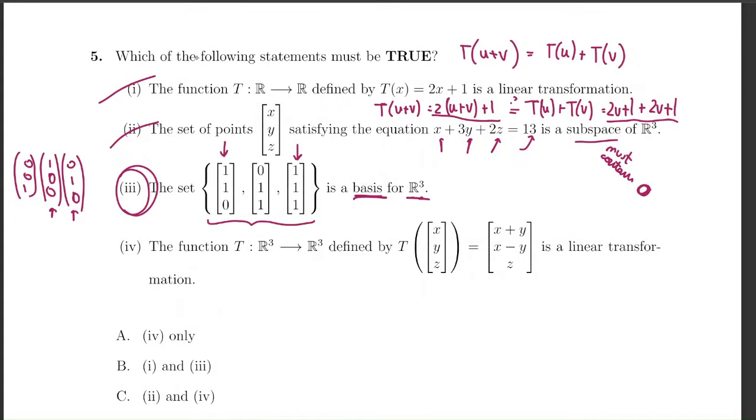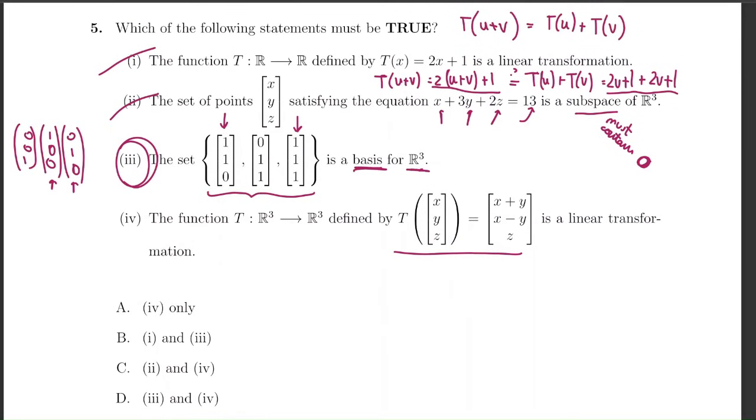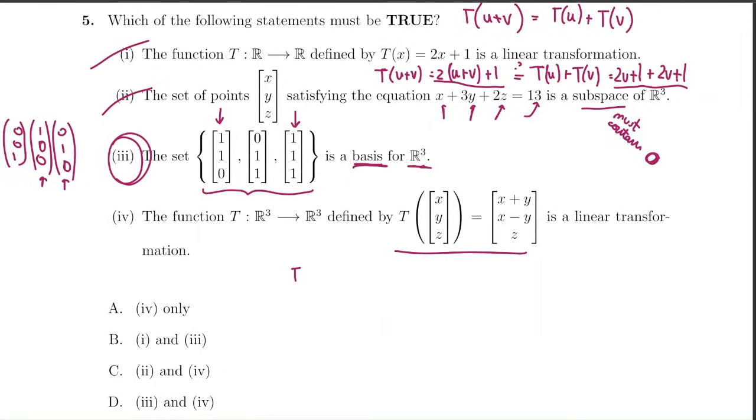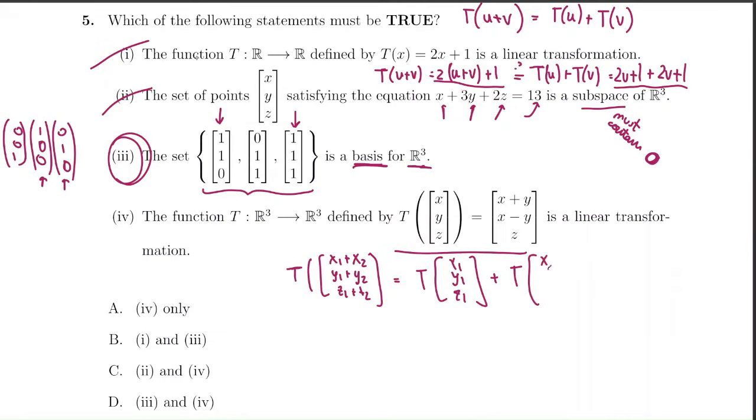The function R3 to R3 is defined by this transformation here, and this is a linear transformation. Just to confirm that, we need to confirm that the transformation of x1 plus x2, y1 plus y2, z1 plus z2 is equal to the transformation of x1, y1, z1 plus the transformation of x2, y2, z2.